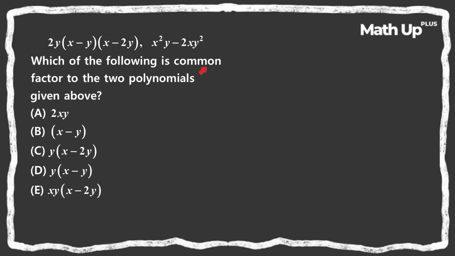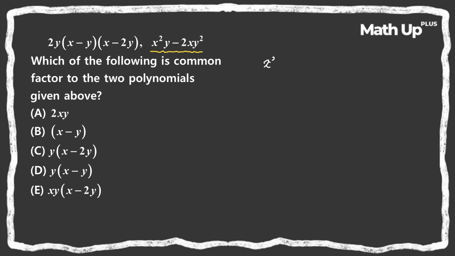Which of the following is a common factor to the two polynomials given above? We have two polynomials right up here. If we look at the first polynomial, it is factored already, right? So let's factor this polynomial right here.